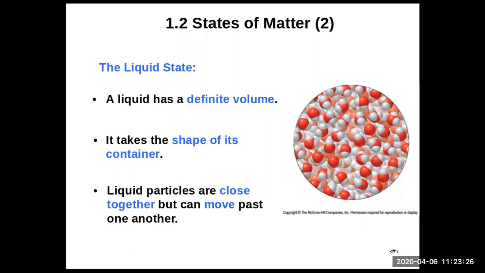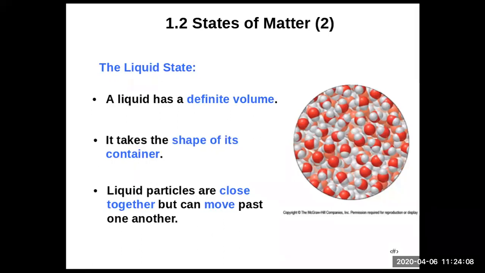In the liquid state, the volume is still definite, so that means you cannot compress or extend the volume of a liquid. However, as opposed to a solid, it takes the shape of the container. The liquid will flow around and take the shape of the container. So if you pour some liquid into a cylindric container, it will take the shape of the cylindric container. If instead you put it in a rectangular container, it will take the shape of the container.